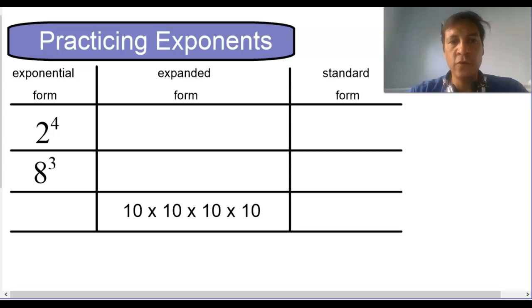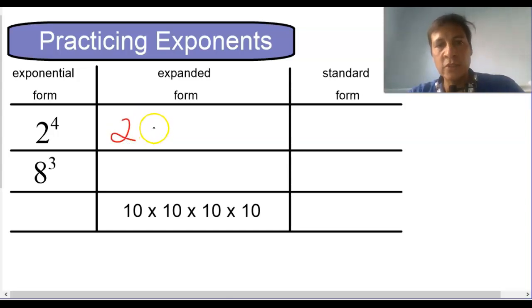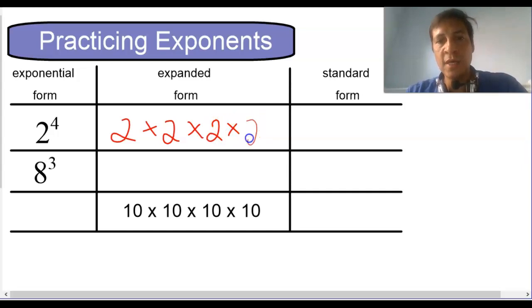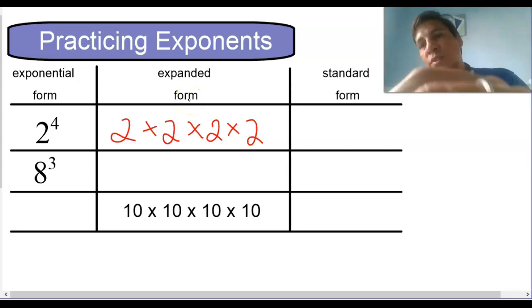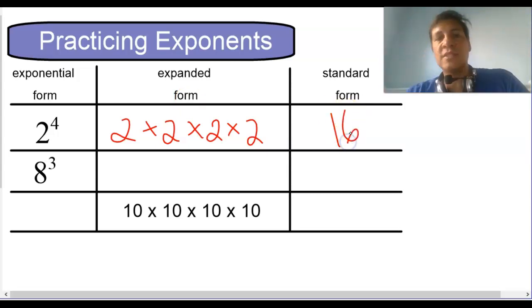All right, let's practice with some of these exponents then. I have 2 to the fourth. That's exponential form. How do I write that in expanded form? Well, 2 is my base, so that's the number I'm going to use to multiply. 2 times 2 times 2 times 2. And now I've used that 2 1, 2, 3, 4 times, so that's 2 to the fourth. What does that equal to? 2 times 2 is 4, 4 times 2 is 8, and 8 times 2 is 16. So 16 is what this is in standard form.